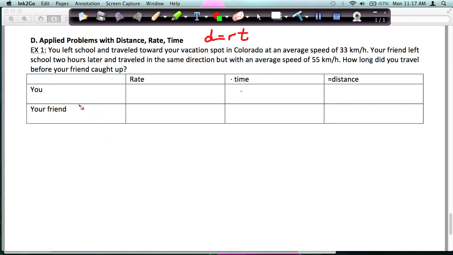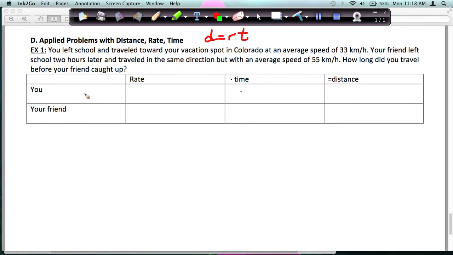So I set up a table. This just helps me whenever I'm solving any type of word problem. I try and draw a picture or set up a table so I have all that information in one spot. And I wrote out the formula distance equals rate times time, and I have it written backwards. It doesn't matter which way you write it. You could do distance equals rate times time if you want it as well.